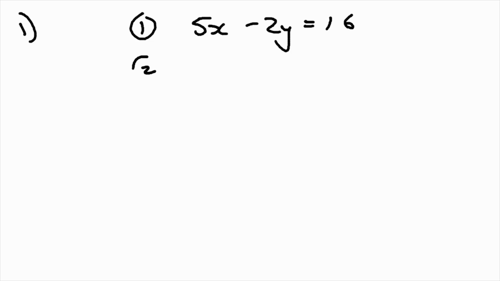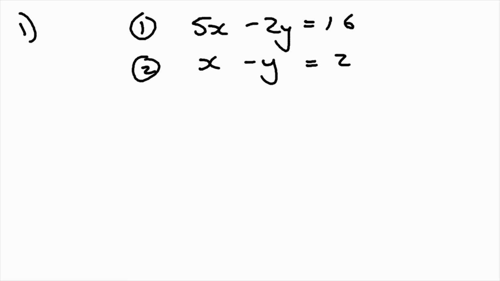In the last video, we solved simultaneous equations by the elimination method. In this video, we're going to solve simultaneous equations by substitution. So our first question is the first equation, 5x minus 2y equals 16. And the second equation is x minus y equals 2.